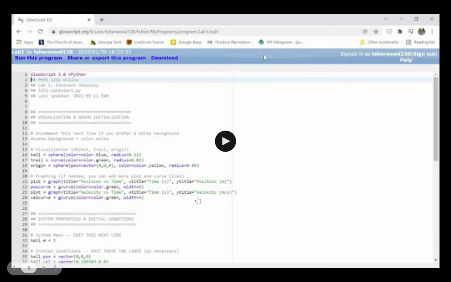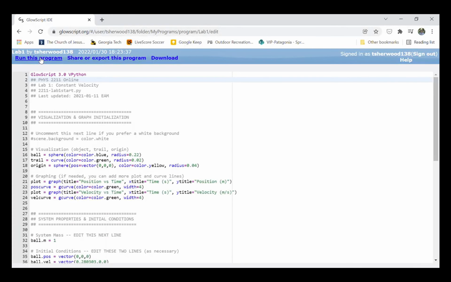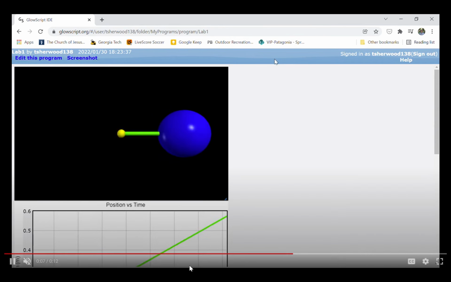Once the code accurately reflected the conditions of the experiment, it could be run to generate a model of the motion of the object shown on the screen. It also generated expected position and time data for the experiment.